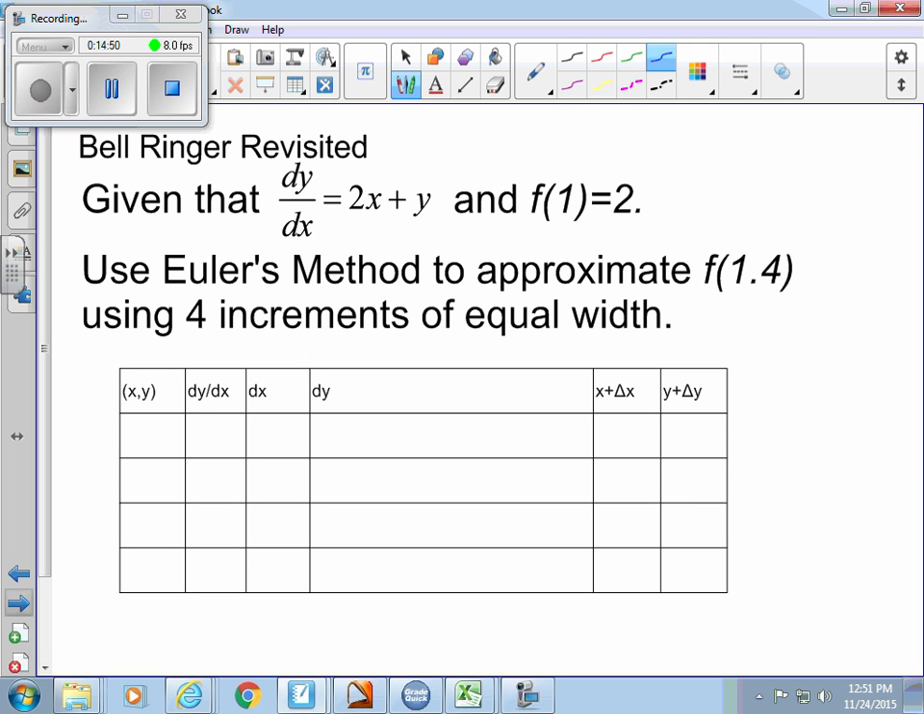The first thing we need to figure out is the increments of equal width and how we work with that. What is the x value that we currently know? 1. And where do we want to get to? 1.4. How far away is that? 0.4 units. So if I want to do increments that are equal width, then I need to go up by 0.1. Any questions about that? So that's the first thing you need to figure out, what you're going to go up by. That's going to be your change in x, your dx.